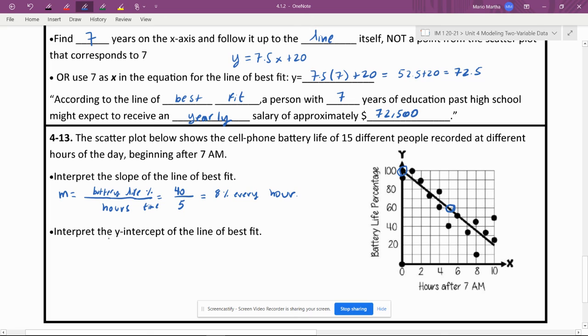All right. And then it says interpret the y-intercept of the line of best fit. So in this case, the line of best fit is right there. So that would be our starting point. So the y-intercept is (0, 100). And in this case, we want to say it's the starting charge, in percent, of the cell phone.